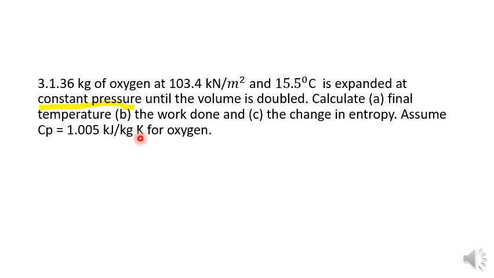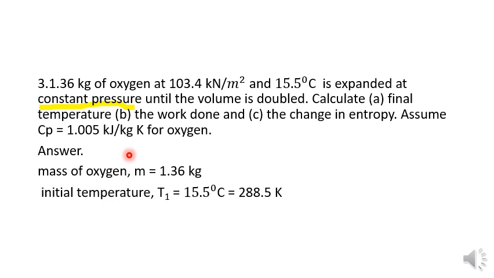This is important for the 5 marks problem. In this problem they want to calculate the final temperature T2, work done at constant pressure, and the change in entropy during the constant pressure process, and they gave the Cp value. So first write the given data. Mass of the oxygen m is 1.36 kg, initial temperature 15.5 plus 273 is equal to 288.5 Kelvin. Here I am converting degree centigrade into absolute temperature in Kelvin. By adding 273 we get the absolute temperature.